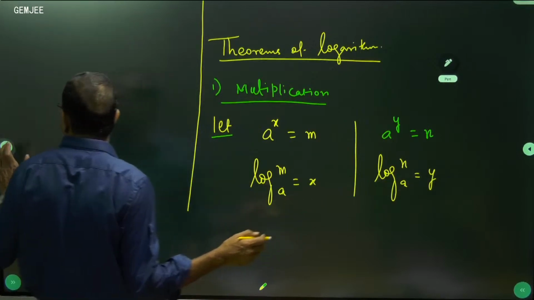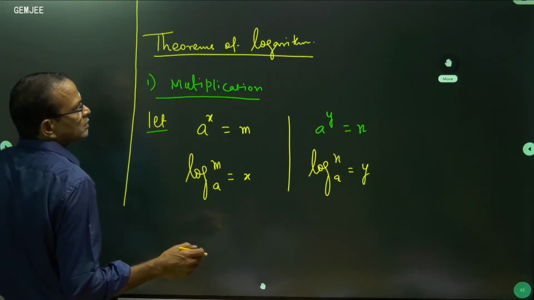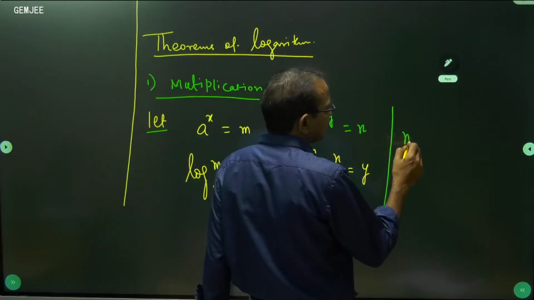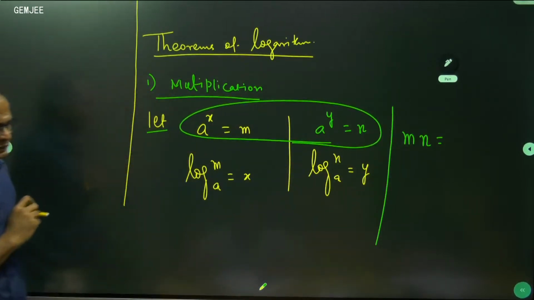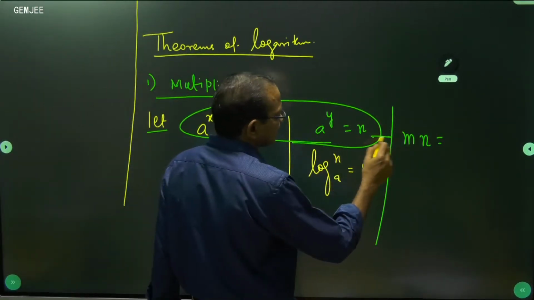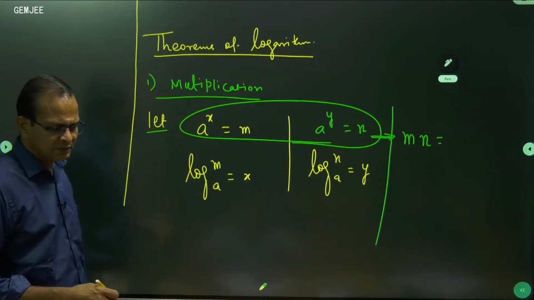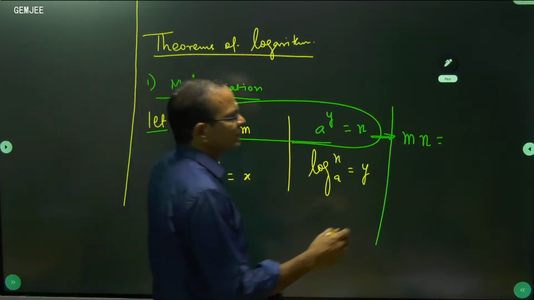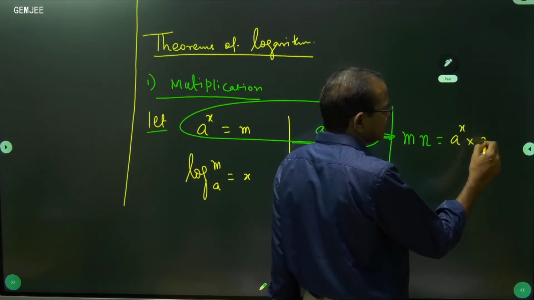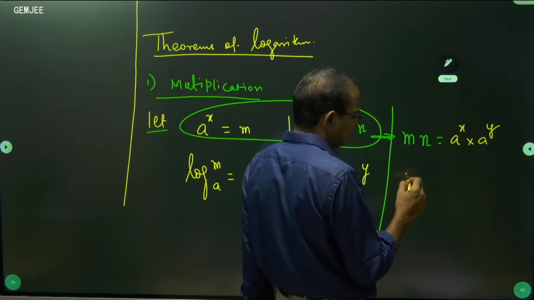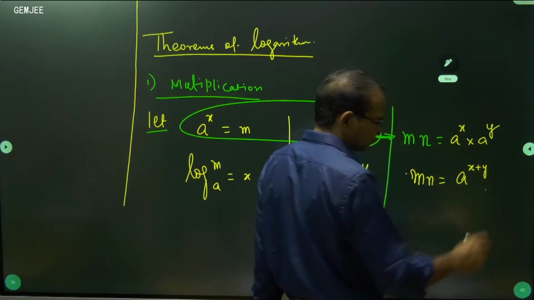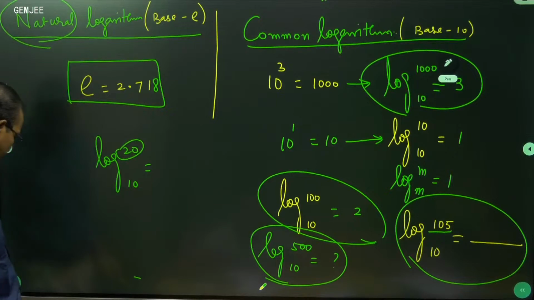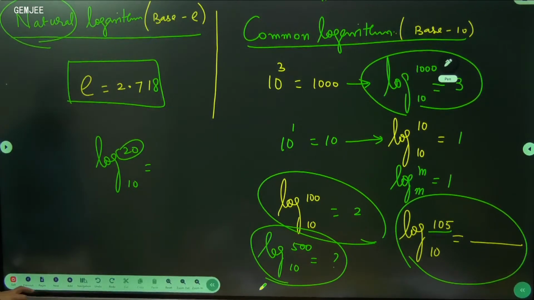Now here, what is m into n? From these two, what is m multiplied with n? It is a to the power x plus y. It is nothing but a power x multiplied with a power y, but we know very well the power rule, mn is equal to a power x plus y. You are sure it is a power x plus y?